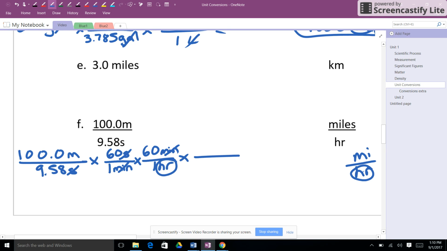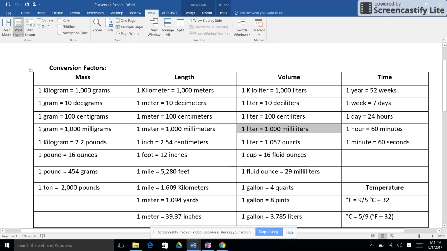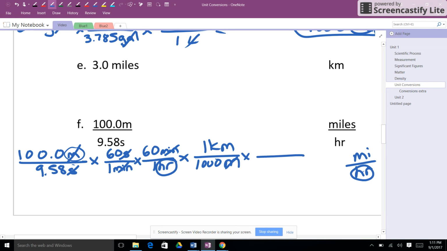Now, my meters unit is over here on the far left. No matter what, I need to get a meters down here to get it to cancel. Now, I remember that there were 1,000 meters in 1 kilometer, so I'm going to go ahead and start with that one. My meters unit's gone now. How many kilometers are there in a mile? I don't expect you to memorize that one, so that would probably be on this list. Let's look. There we go. 1 mile is 1.609 kilometers. Since the kilometers unit is on top here, let's make sure the 1.609 goes on bottom and the 1 mile goes on top.